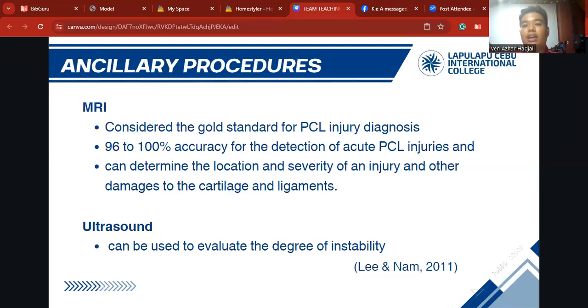As you can see here, these are only the ancillary procedures. These are the most common, which is the MRI and the ultrasound. This is the most applicable for the patient with PCL injury. So we can safely say that CT scan is not that commonly used or not that applicable for PCL injury. We also have here ultrasound that can be used to evaluate the degree of instability.